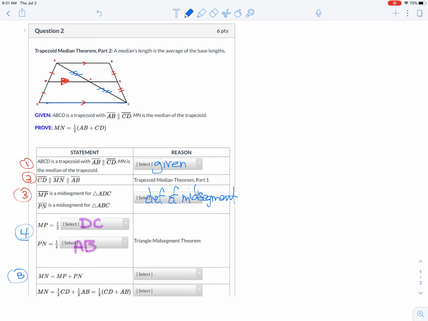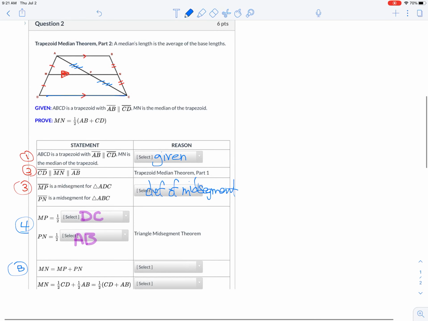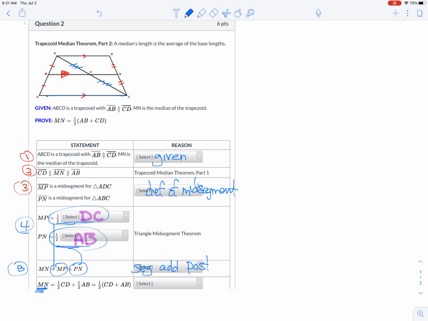Now, step 5, MN is equal to MP plus PN. That's just looking at a segment as two different pieces. That's the segment addition postulate. So what have we done? We've got MN, and we're looking at it from MP is 1/2 of DC, PN is 1/2 of AB. We are substituting this in for MP, and 1/2 AB in for PN. That is substitution.